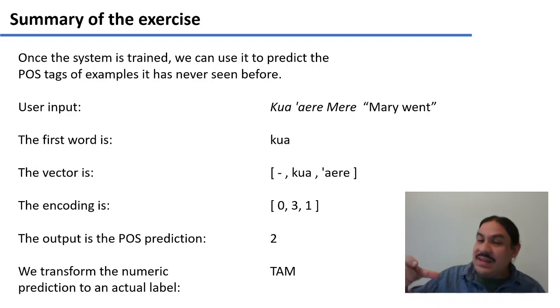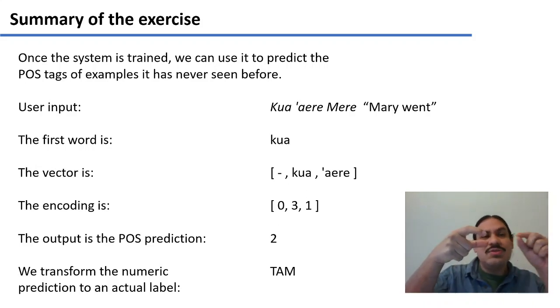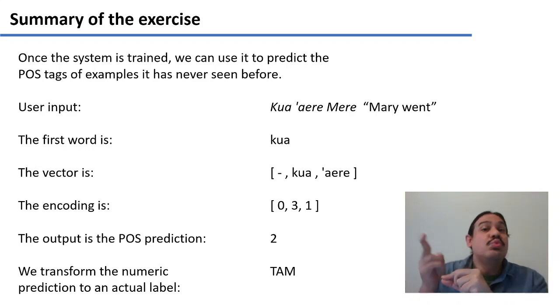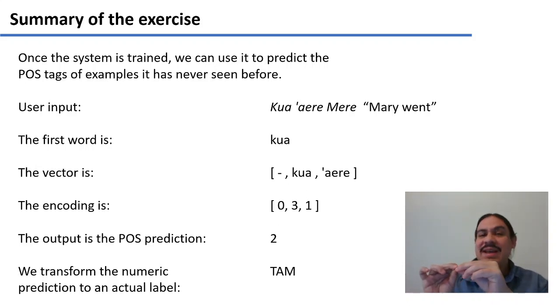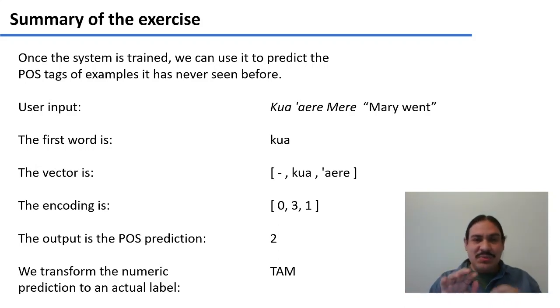And we're going to feed that encoding into a support vector machine, and the computer is going to give us a prediction of the part of speech, which is number two, for example. And then we're going to have to decode that number two and turn it into tense aspect marker. So that when you're typing this sentence, you're going to print kua, and then it's going to calculate all this and print tense aspect marker. That way, the computer is going to tell you the parts of speech for each word in a Cook Islands Māori sentence.